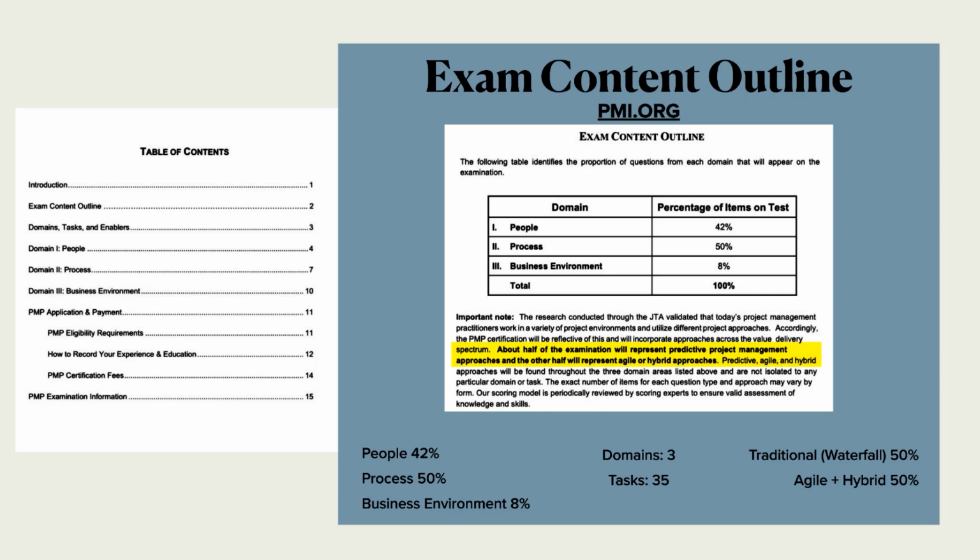It says about half of the examination will represent predictive project management approaches. It means the traditional waterfall methods, right? This is what I was referring to when I said the PMBOK 6th edition. So it will be your Bible here. And it continues, it says, and the other half will represent agile or hybrid approaches. Here comes the 7th edition of the PMBOK Guide. It throws some light in this area. So students, make sure you cover both these guides. They act as your textbooks for this exam.